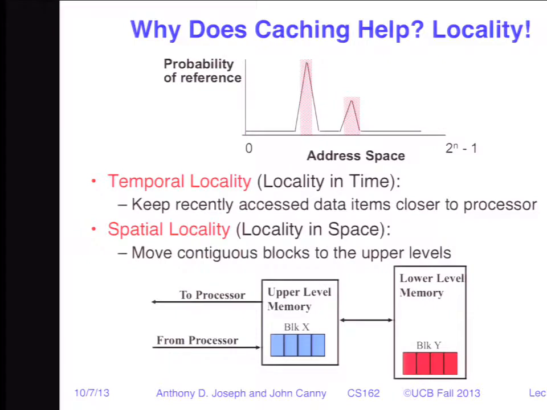So again, our illusion here is we want to move contiguous blocks from lower memory to upper memory so that we get this illusion that we're operating at the upper memory speeds. And if we've accessed something that's in our upper memory, we're likely to access it again in the future. And we're moving by block because if we access something, we're likely to access something near it in the future. So our unit of transfer will be these blocks. And we'll see this when we look at caches and cache lines.